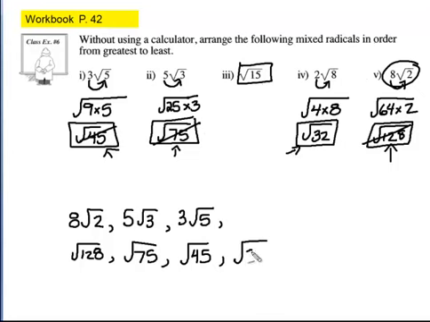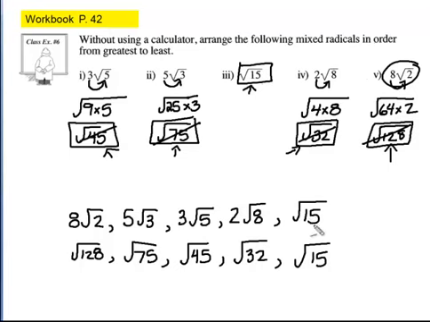That's my next one. Or a simplified version of that is 2 root 8. And that just leaves 3 here, root 15. And again, that was already simplified, so root 15. Either way that you write this, you've got it in order from greatest to least.